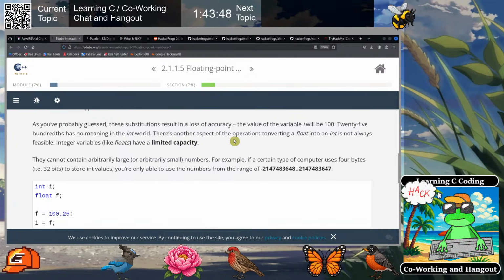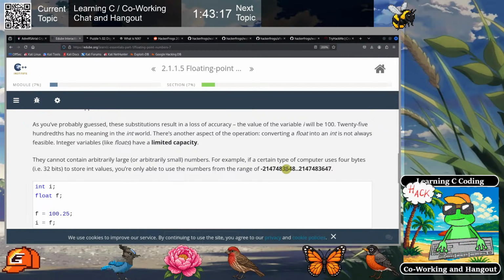There's another aspect of the operation. Converting a float into an int is not always feasible. Okay? Integer variables, like floats, have a limited capacity. Okay, let's just continue. They cannot contain arbitrarily large or arbitrarily small numbers.